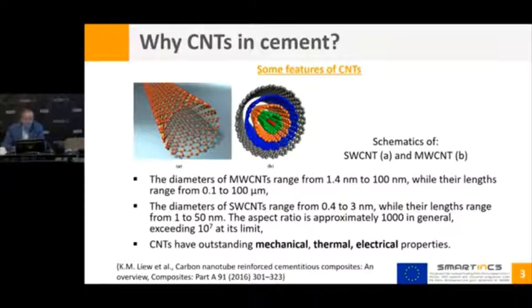Then these carbon nanotubes, as you know, also have outstanding mechanical, thermal, and electrical properties. So the idea when reinforcing any kind of material, not only cementitious systems, but also polymers, and also ceramics, some attempts have been done. Of course, the idea is to transfer these outstanding properties to other systems, and at that point it is important to have a good dispersion of these tiny objects in any kind of matrix, whatever it is.